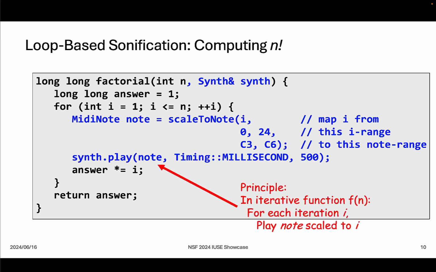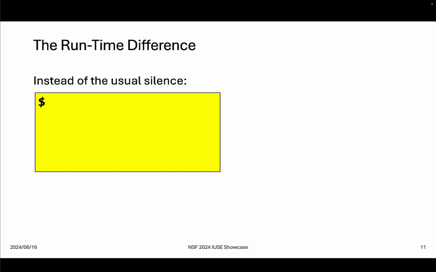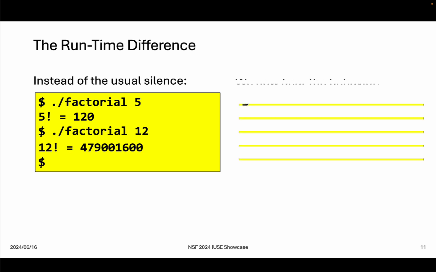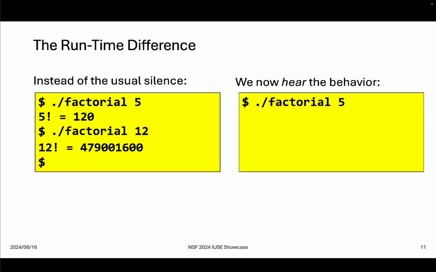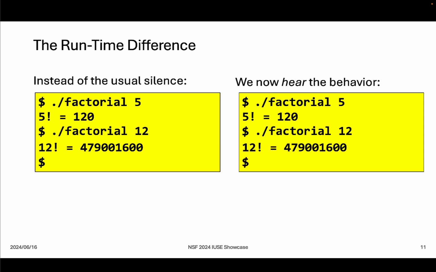The key principle here is that if we have an iterative function like factorial, for each iteration I, we play a note scaled to the value of I. So now, instead of the usual silence, we instead get that. That is, we can hear the factorial function doing its work. In this loop-based version, we hear the loop iterating.